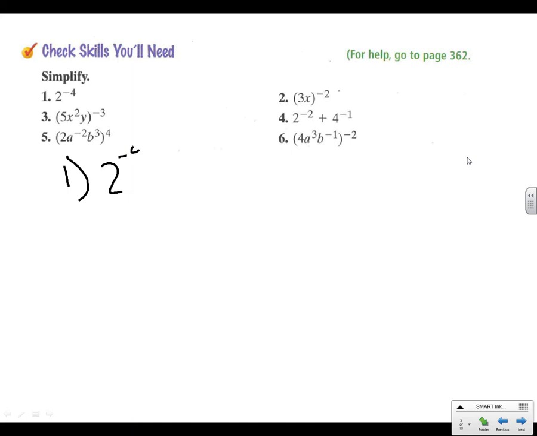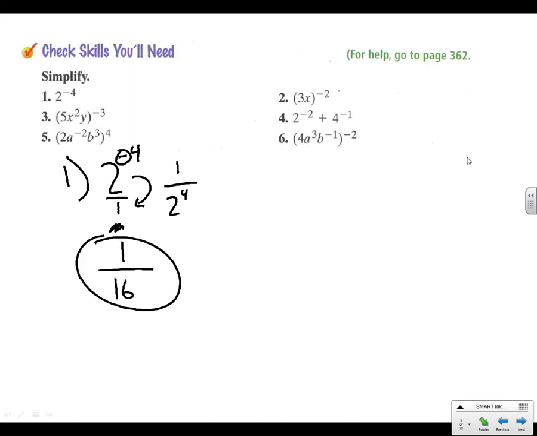So a negative exponent means that you can flip something over. This is 2 over 1. And then we're going to send it to the bottom. We'll have 1 over 2 to the 4. So when it gets sent to the bottom, the negative exponent becomes a regular positive exponent. And then we can finish it. 2 to the 4th is 2 times 2, which is 4, times 2, which is 8, times 2 again, which is 16. 2 times 2 times 2 times 2.